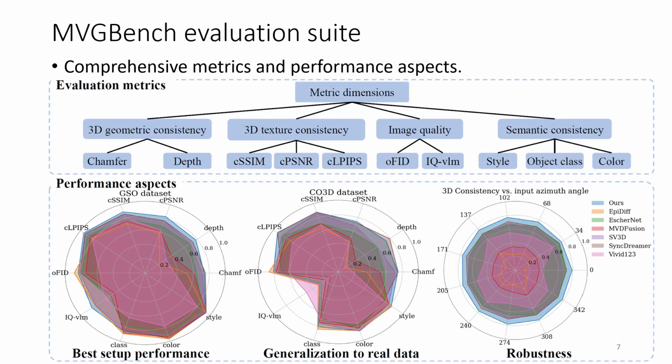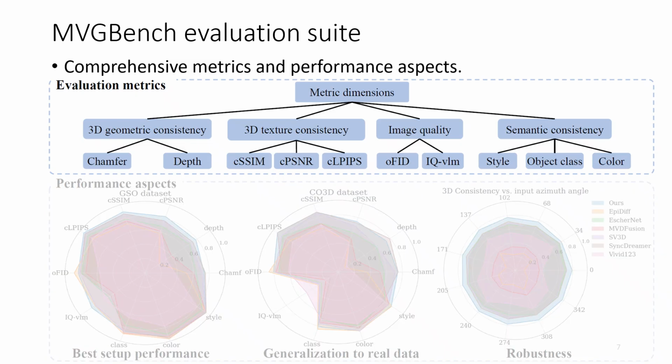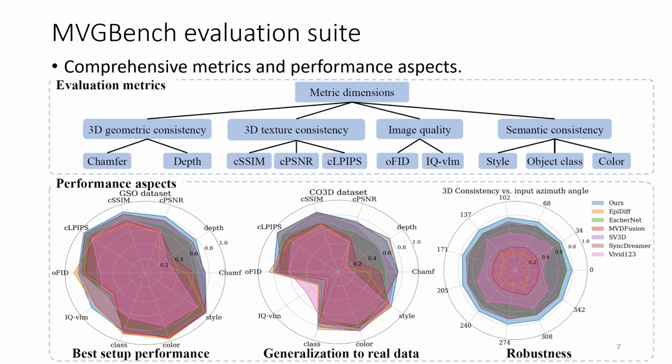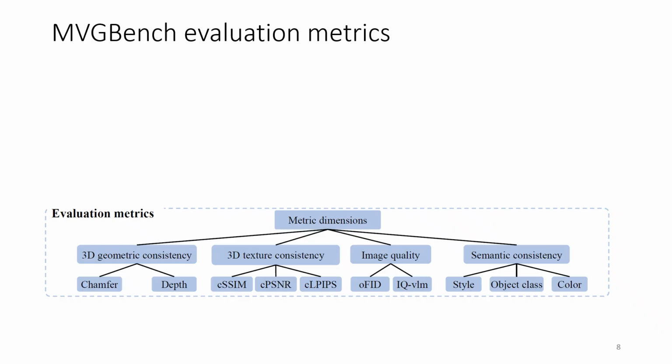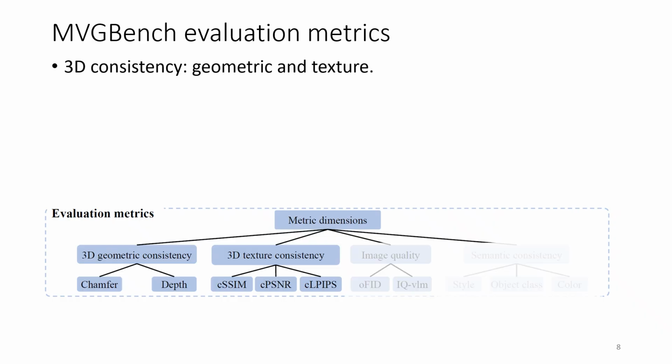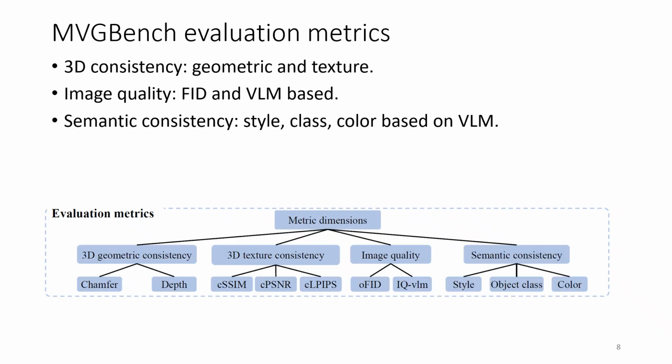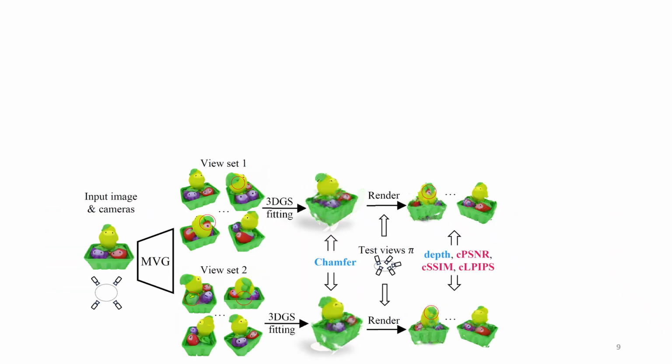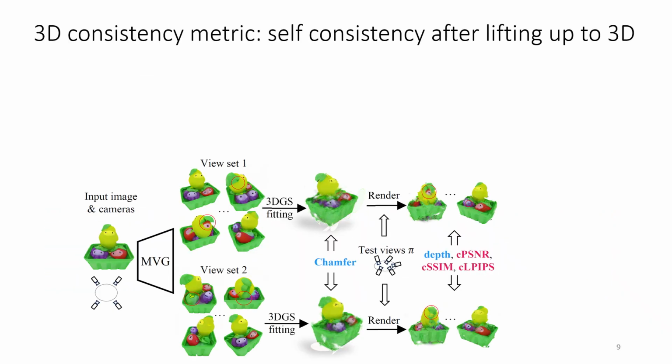To this end, we propose MVGBench, a comprehensive evaluation suite for multi-view generation models. Our suite consists of comprehensive metrics and different performance aspects. Our evaluation metrics consist of 3D consistency, image quality, and semantic consistency. Our first contribution is a novel 3D consistency metric. The idea is to compute 3D consistency via self-consistency in 3D.